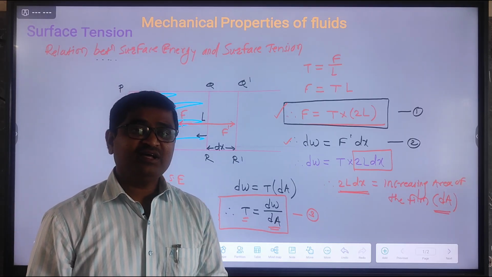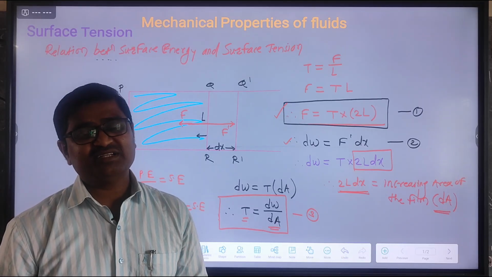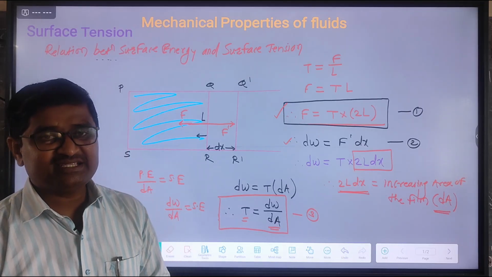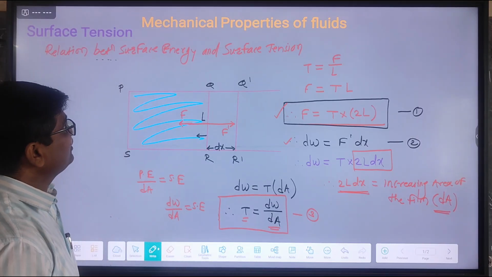Okay, now let's discuss the next important concept from this chapter. That is a very important concept from this chapter, and this concept is angle of contact. So let's start the next concept, that is angle of contact.